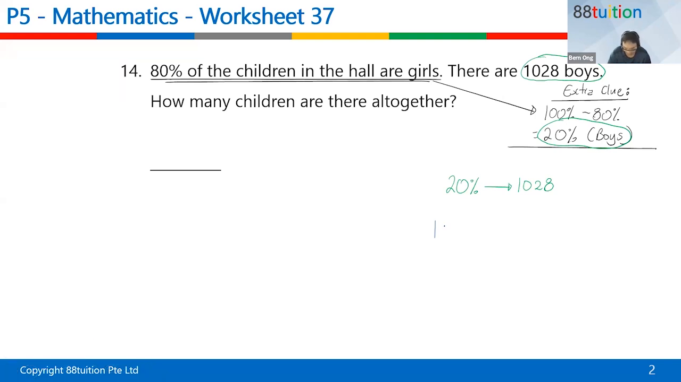All together means 100%, including the girls. The word children represents boys and girls. That's why I always call you children, because there are boys and girls in the class. So instead of finding 1%, I can just times 5 and immediately find 100%. Faster. Take your calculator: 1028 times 5 should give you 5140 children. It's a mix of boys and girls, so they are called children. Is that okay, children? Yes!